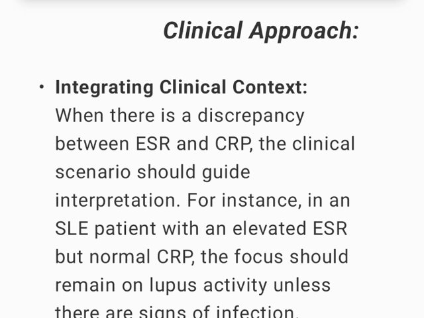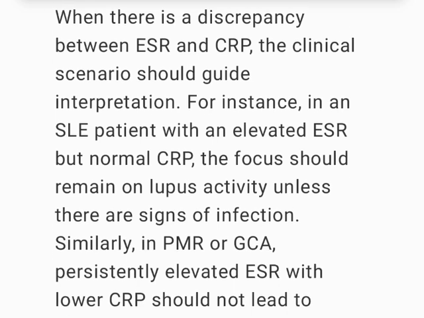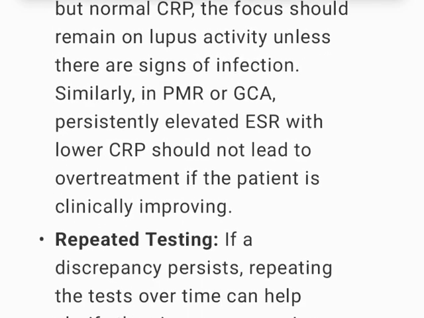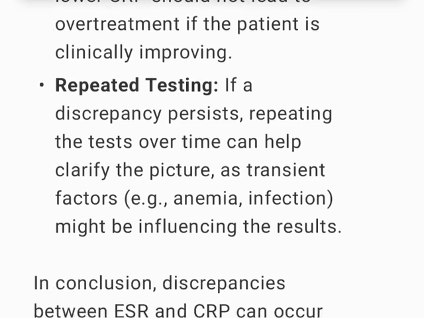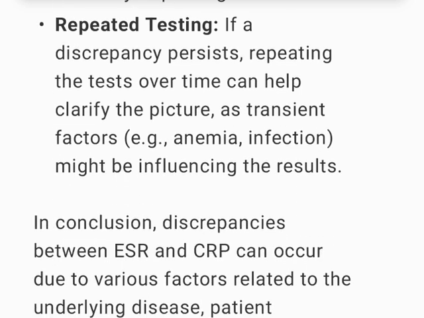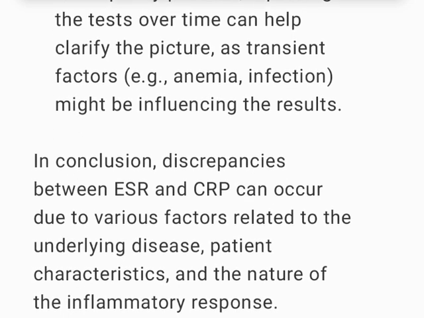Clinical approach. Integrating clinical context. When there is a discrepancy between ESR and CRP, the clinical scenario should guide interpretation. For instance, in an SLE patient with an elevated ESR but normal CRP, the focus should remain on lupus activity unless there are signs of infection. Similarly, in PMR or GCA, persistently elevated ESR with lower CRP should not lead to overtreatment if the patient is clinically improving. Repeated testing. If a discrepancy persists, repeating the tests over time can help clarify the picture, as transient factors, e.g., anemia, infection, might be influencing the results.